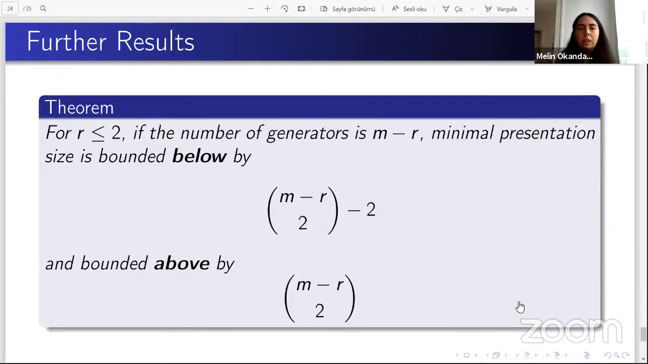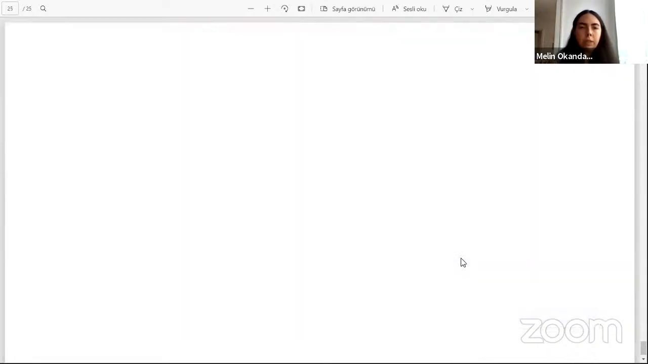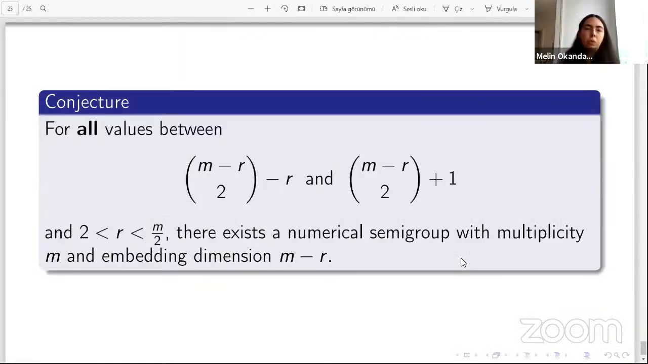So what do we have here? I am looking at just the number of generators m-2, m-1. So I am not, for example, looking at m-7. I am just restricted to those three things. This is bounded below by m-r choose 2 minus 2 and bounded above by m-r choose 2. So we have actually discovered a bound which can describe the minimal presentation sizes. This is a new thing. There is still so much to be proven which is not yet done.